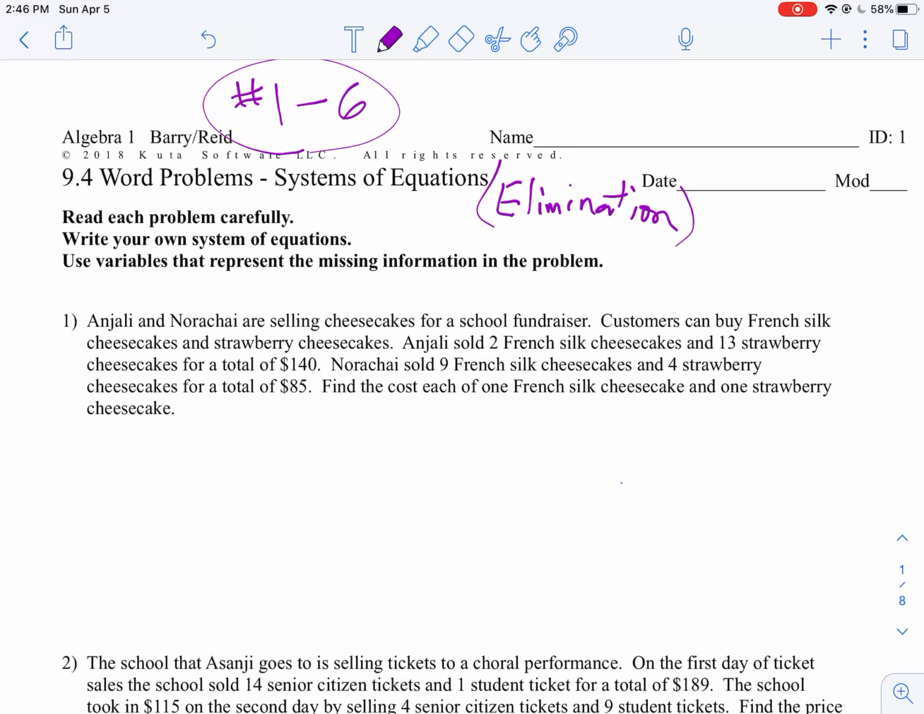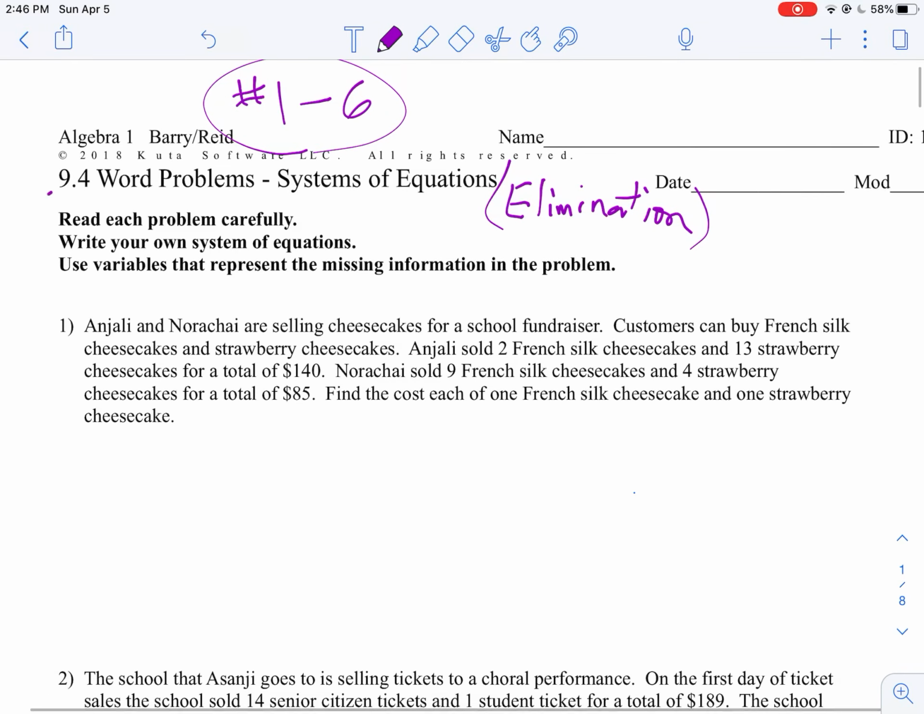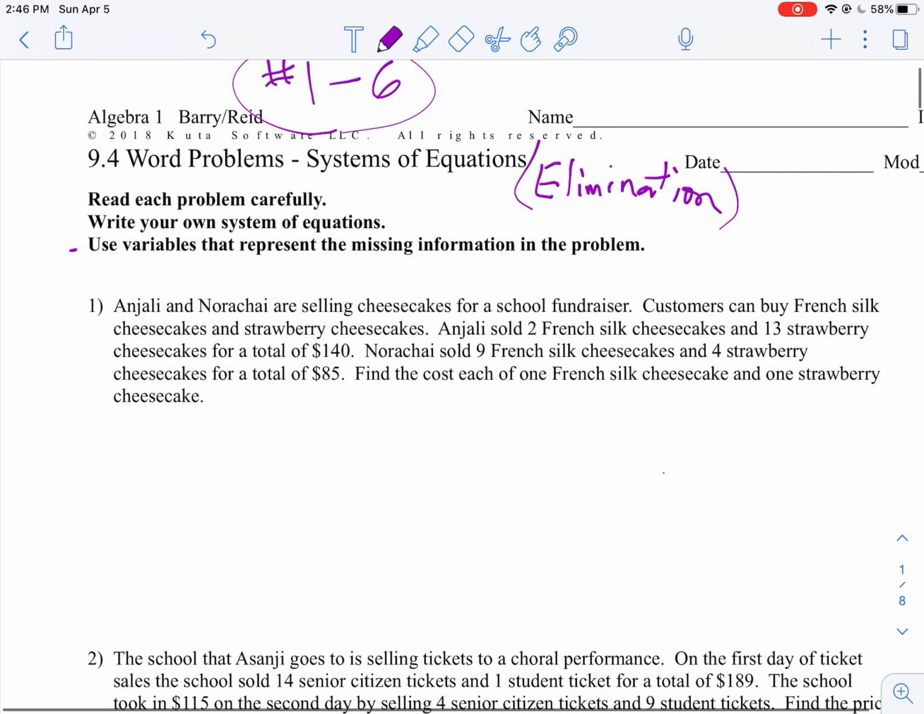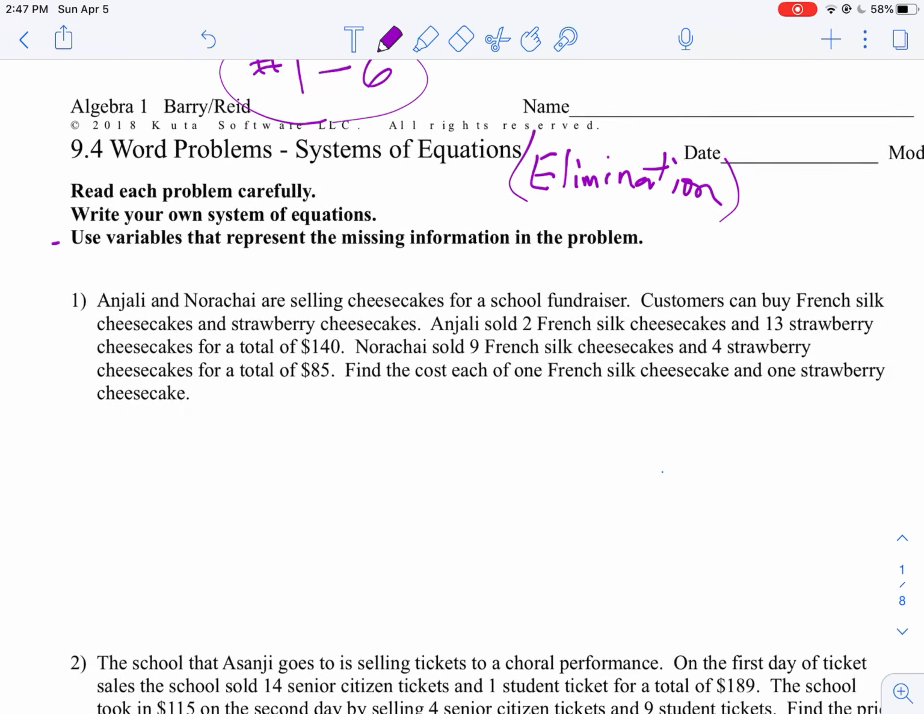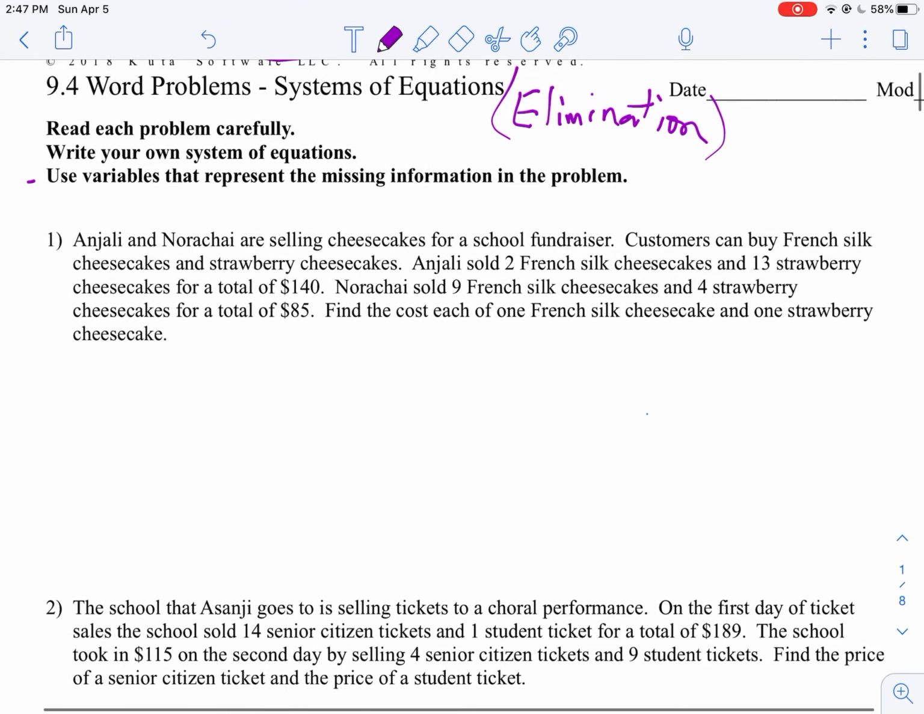All right, so let's just go right into this. Obviously, there's the steps up here at the top if you need to go back and reread them. Read the problem carefully, write down your system, and use variables that represent the missing information. That's my favorite part. You get to choose whatever variables you want in each problem for the missing pieces that we have. So let's just read the first one, and then we'll go into choosing our variables.